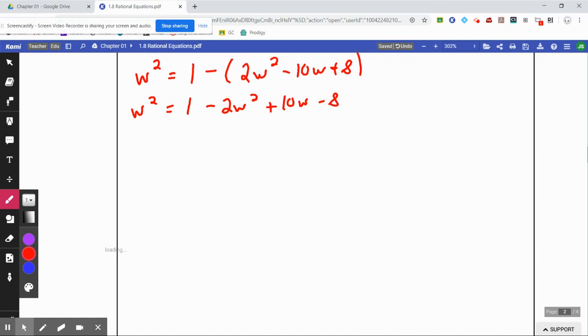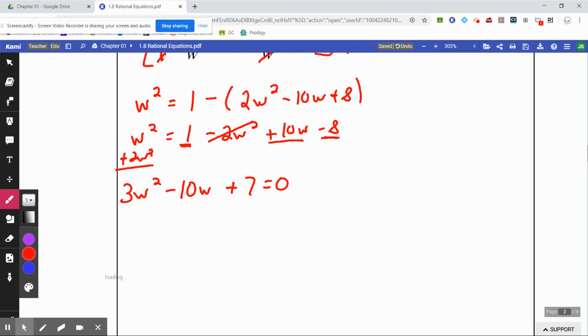Let's move all our w's to the left side, or actually move everything to the left side. Minus 2w squared turns into plus 2, and we're going to combine it with these. So that gives you 3w squared. Plus 10w turns into minus 10w. The positive 1 and negative 8, I should have combined them before I moved them, but that's going to be a negative 7. So when I move it over, you get a positive 7. So here's what you now have. This is a slip and slide problem.